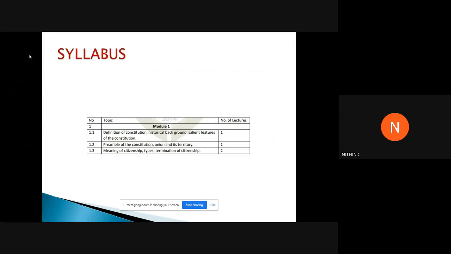ഞാൻ പറഞ്ഞ പോലെ തന്നെ നമുക്ക് ഈ ഭരണഘടനയുടെ ആമുഖം എന്ന് പറയും, ആമുഖം അതിനെപ്പറ്റി നമ്മൾ സംസാരിക്കുന്നത്. Then meaning of citizenship, types, then termination of citizenship. All these things will be discussed in the first module.